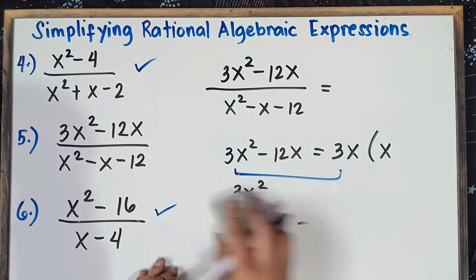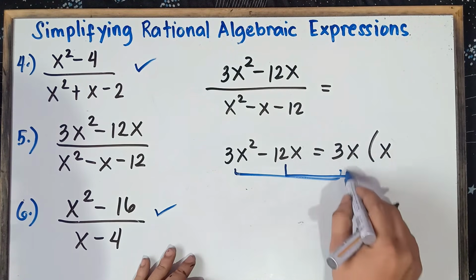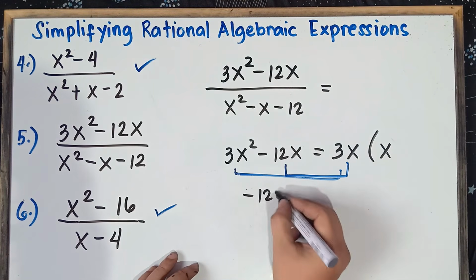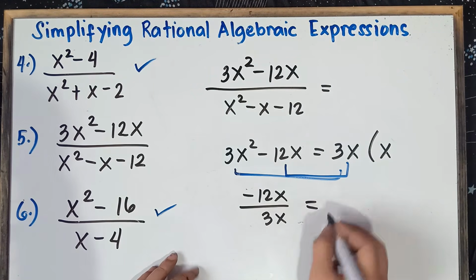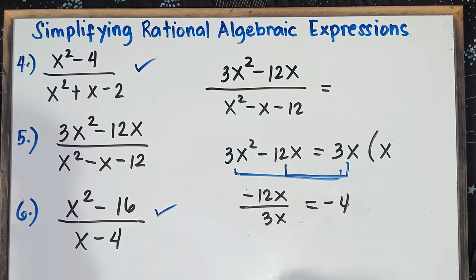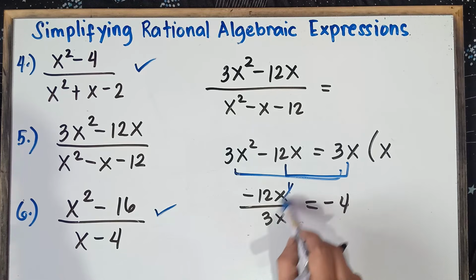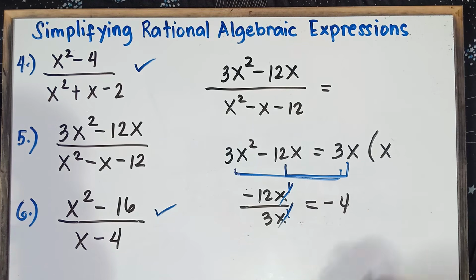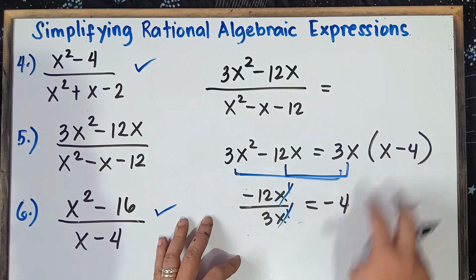Alright, and then this one, negative 12x divided by 3x. Negative 12 divided by positive 3 would be negative 4. X divided by x, same letter and same exponent, simply cancel this out. So that would be negative 4, close parenthesis. Therefore, our factors with regards to the numerator are 3x, quantity x minus 4.